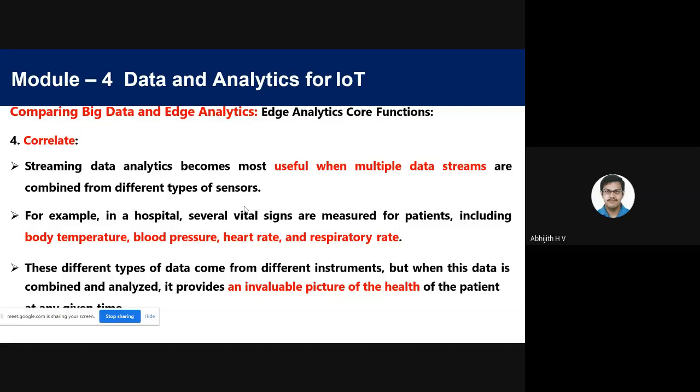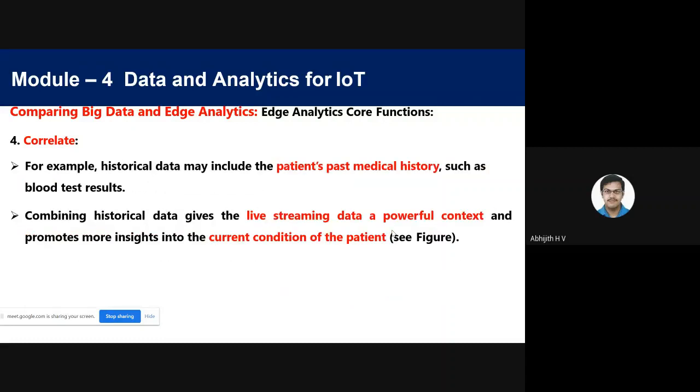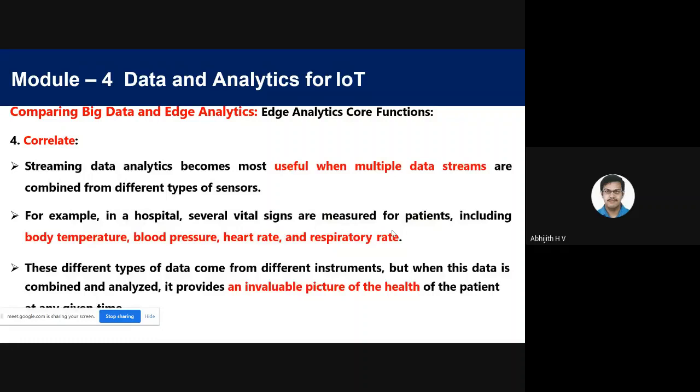Another example is patient body monitoring. We may collect multiple pieces of information like body temperature, blood pressure, heart rate or pulse rate, and also respiratory rate, that is the oxygen level. These are certain vitals. By considering all these things, we can correlate these results and tell whether a person is healthy or not, whether he has certain issues or not.